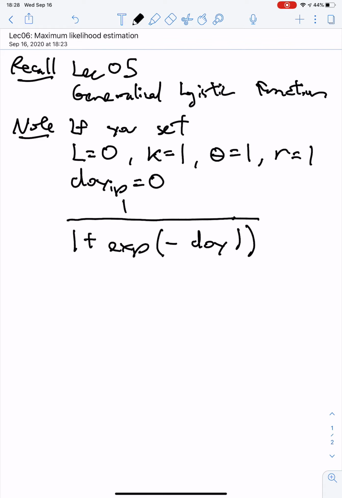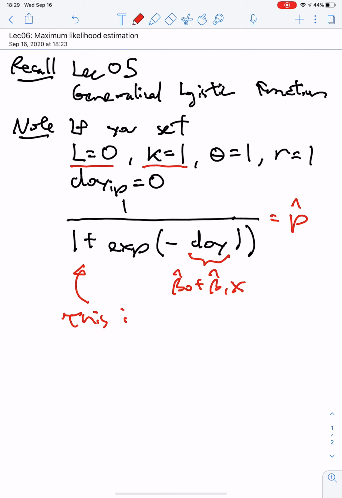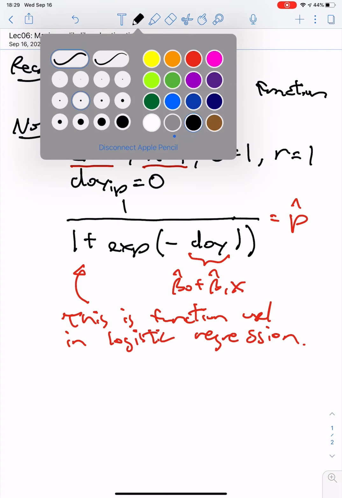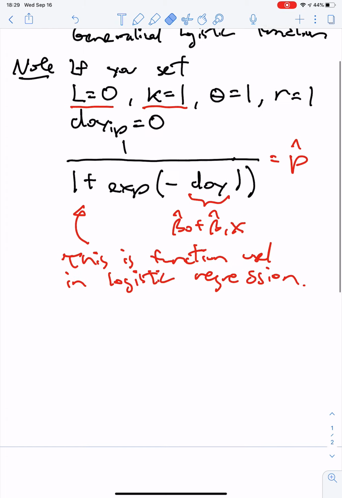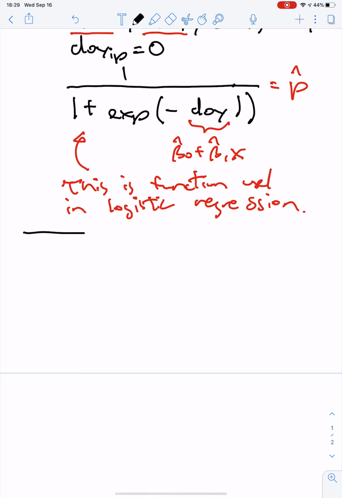And folks, recall that if you set this to be beta naught hat plus beta 1 hat times x, what do you get? You get fitted probabilities. The lower bound on the probabilities is 0, the upper bound is 1. This is the function used in logistic regression. So long story short, logistic regression is a special case of that formula. Okay, but today we're going to talk about dendrobands.